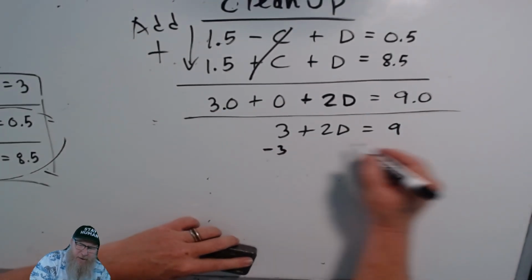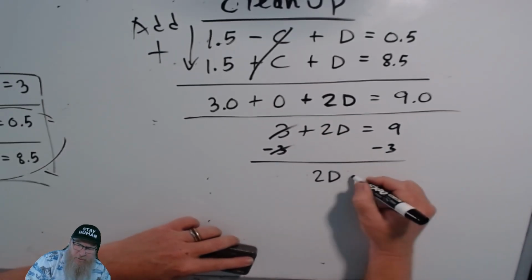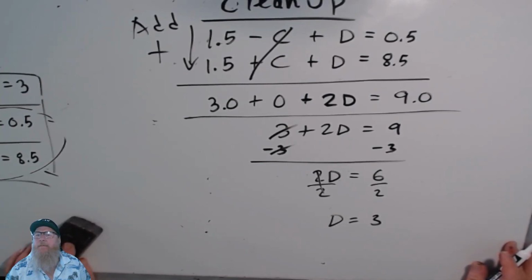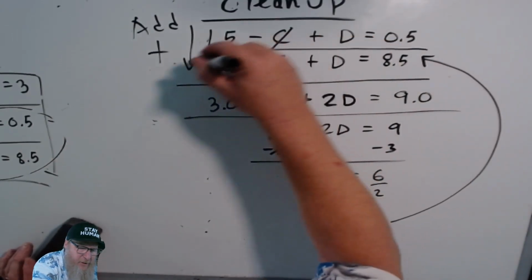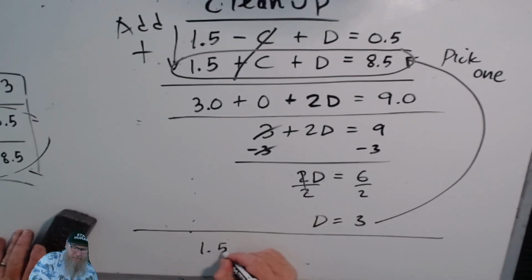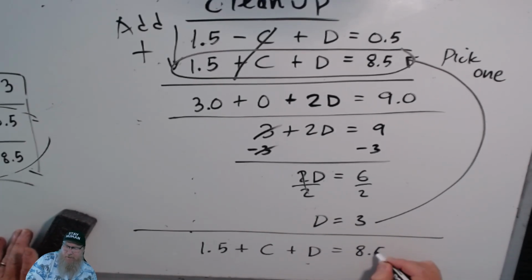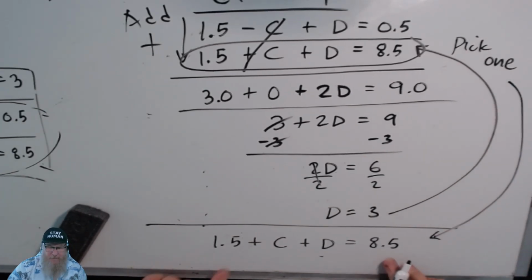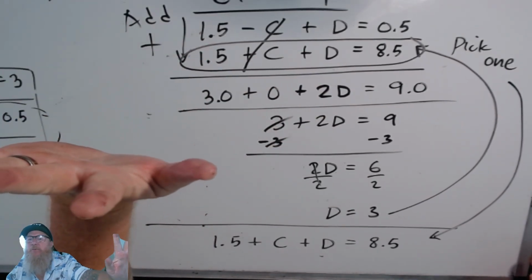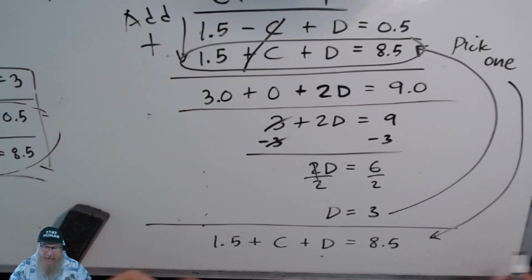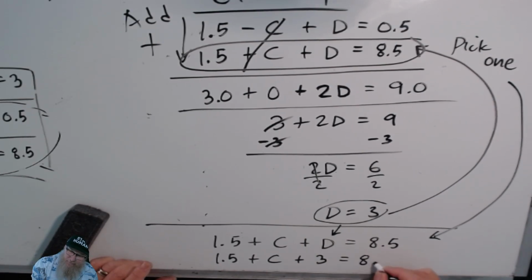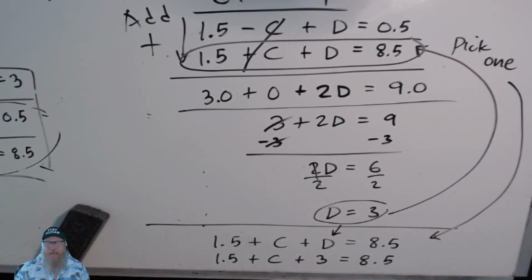So now just solve this, minus 3 from both sides. You get 2d equals 6. Divide by 2, you get d equals 3. All right. Go back to one of these equations. Just pick one. I'm picking 1.5 plus c plus d equals 8.5. It doesn't matter which one you pick, right? So make sure you save these after you've canceled them out. Don't erase them. And then just pick whichever one looks nice to you. And then put the d in. We know that d is 3. And then solve this.